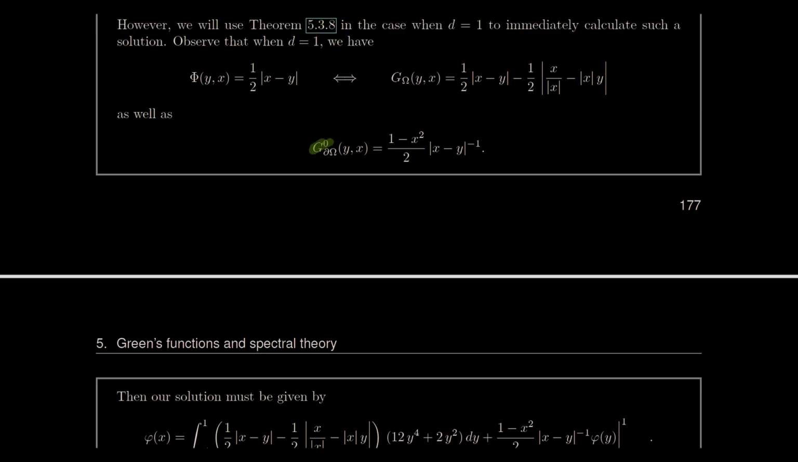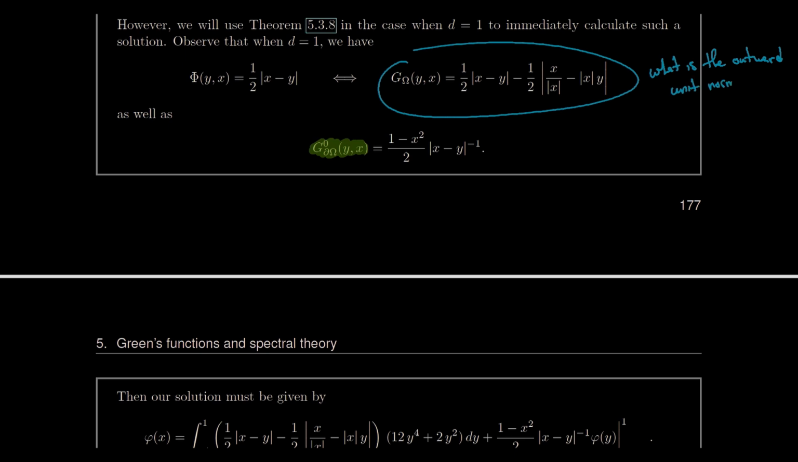And then let's recall that the 0th Green's boundary corrector is just the outward unit normal derivative. What is the outward unit normal of this interval, -1 to 1?